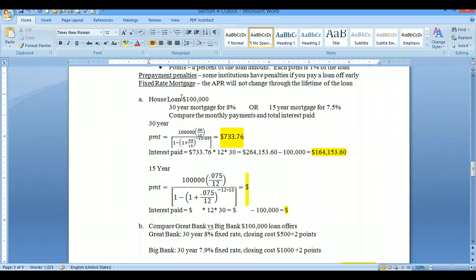You find a 30-year mortgage for 8%, and you want to compare it to a 15-year mortgage that has a slightly less APR of 7.5%. Let's go ahead and compare the monthly payments and the total interest paid on the two loans. And I'm going to highlight this so that we know that's the 30-year loan, and this is the 15-year loan.